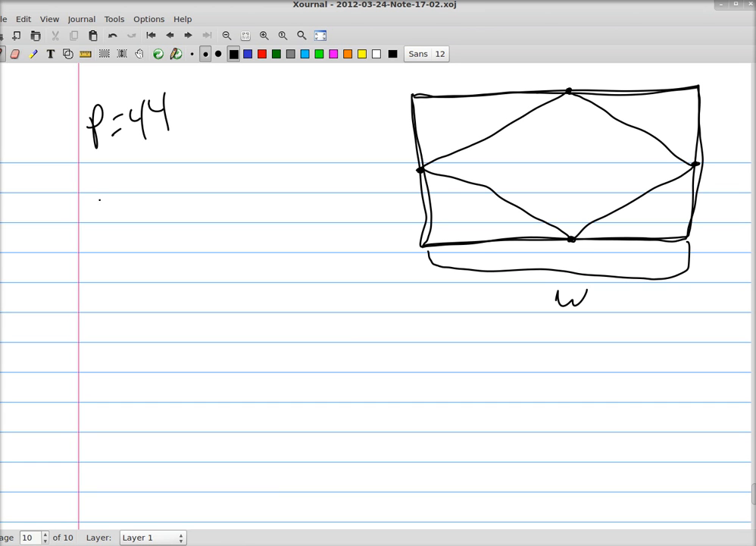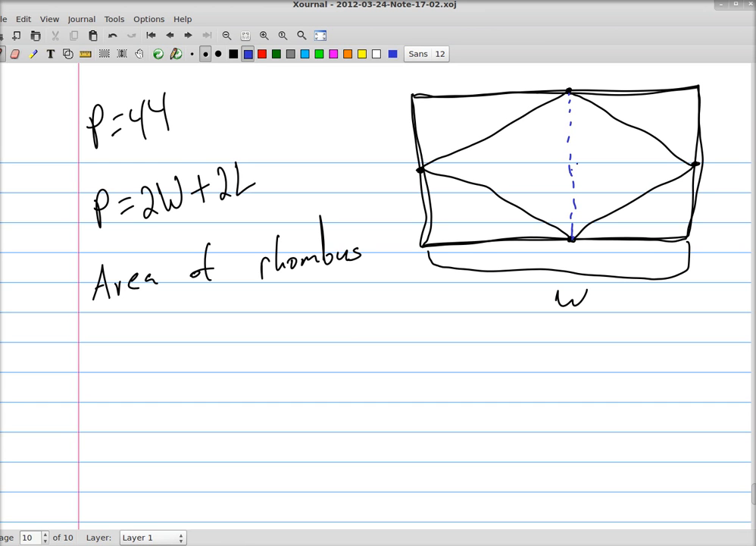All right, a couple of formulas we need here. First of all, the perimeter of a rectangle is going to be 2 times the width plus 2 times the length. And then the area of a rhombus is what's called the product of the diagonals divided by 2. The diagonals are capital D going up and down, and the other diagonal going side to side is lowercase d. Those are our 2 diagonals.